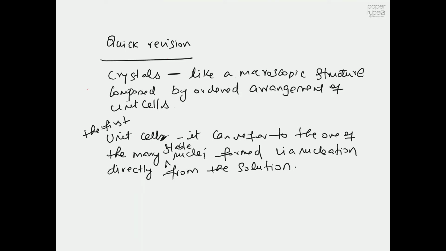So crystals are something like a macroscopic structure. We call it a macroscopic structure because sometimes they are a few microns, maybe say 100 microns. These things you can see with your naked eyes. We cannot see the details of the crystal, or the crystal faces, or the shape of the crystals, but you can see with your naked eye that the solution will look more turbid. So these are macroscopic structures composed of an ordered arrangement of unit cells.